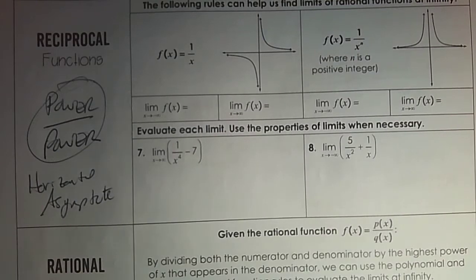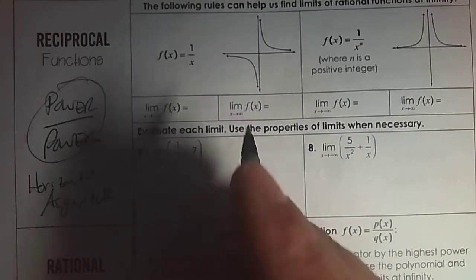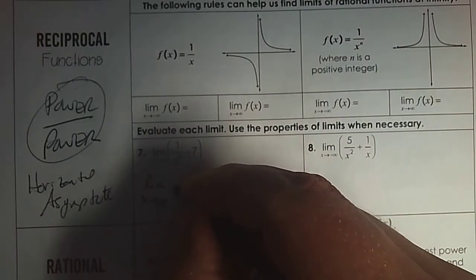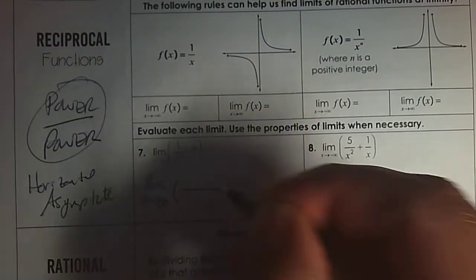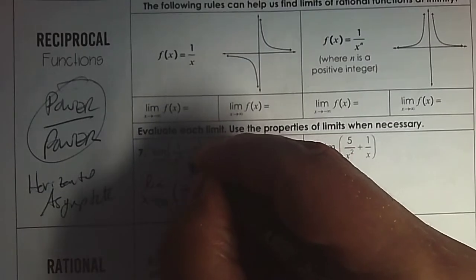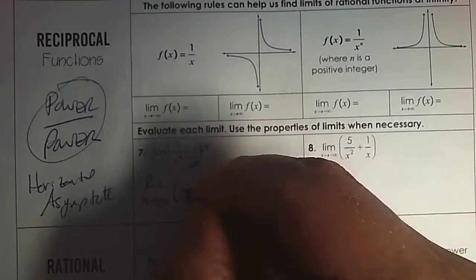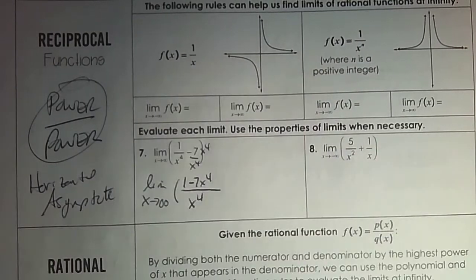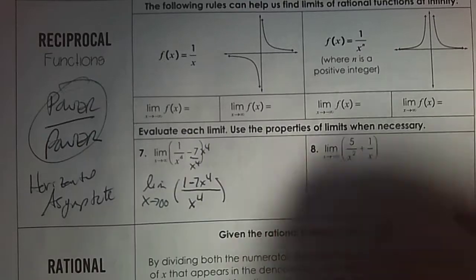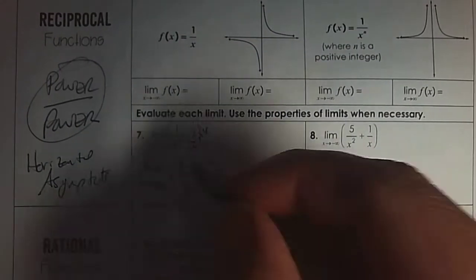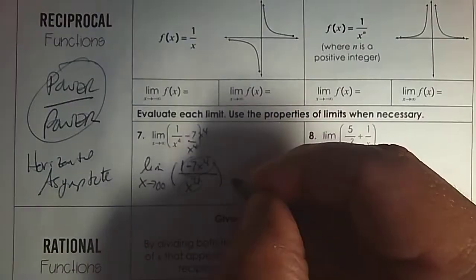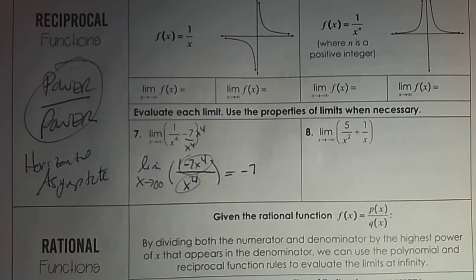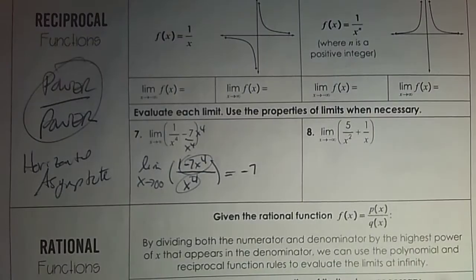So for this one, I'd rather write it with one denominator in one fraction. If I write this with one fraction, I'm going to multiply top and bottom by x to the 4th. So I have 1 subtract 7x to the 4th over x to the 4th as one fraction. Now, when I look at it, what's the power term divided by the power term? And the answer is negative 7. They just divide out. Let's look at it again.